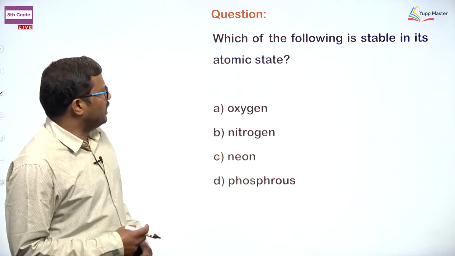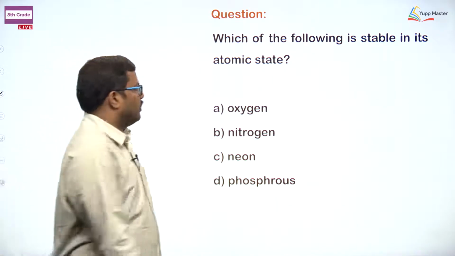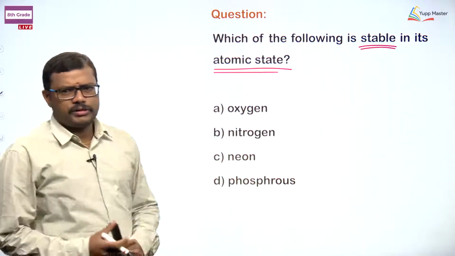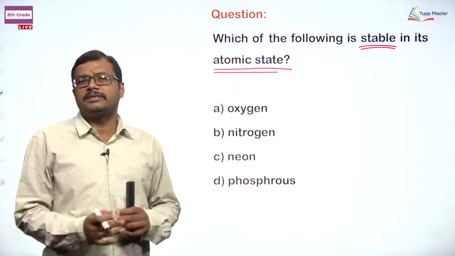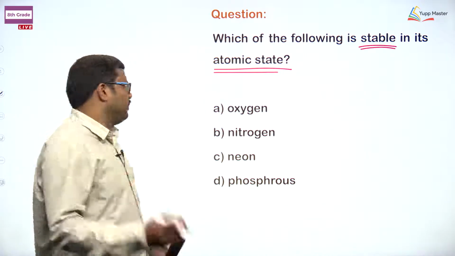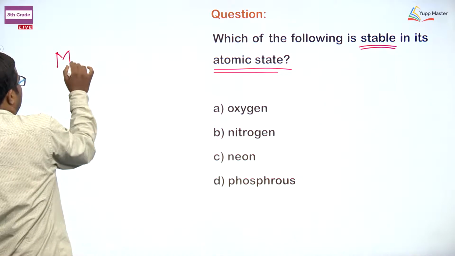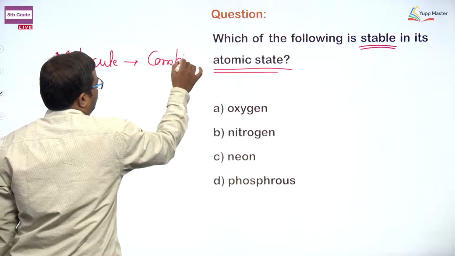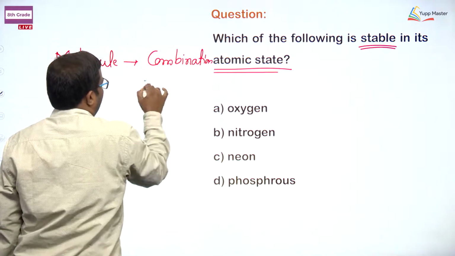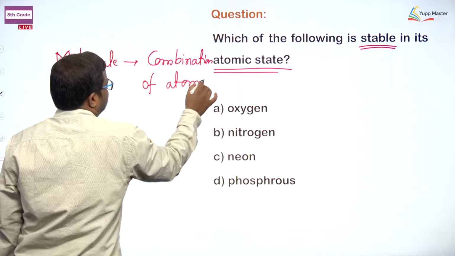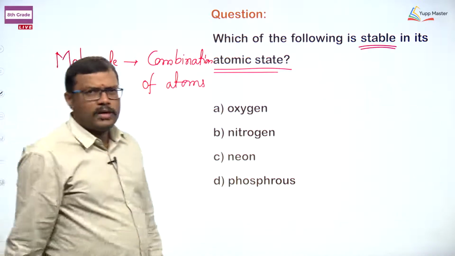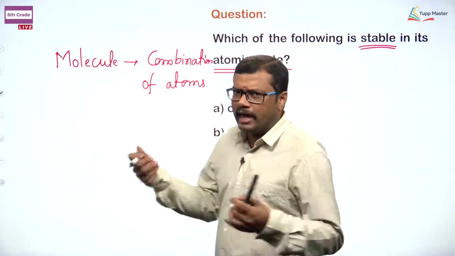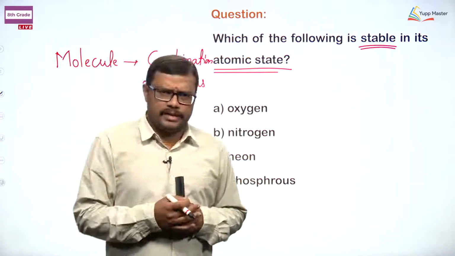Which of the following is stable in its atomic state? They are asking which of the following generally exists in nature as an atom, not as a molecule. We know how a molecule forms: a molecule forms by the combination of atoms. Combination of atoms always results in the formation of a molecule. The atoms which are unstable generally look for another atom and combine. So atoms combine in order to get stability.